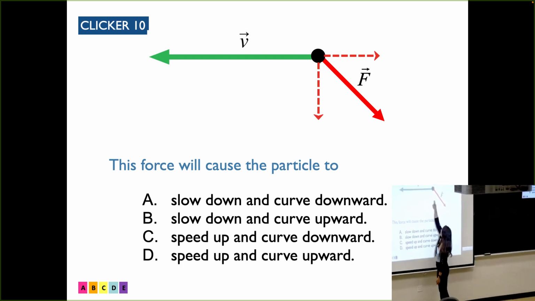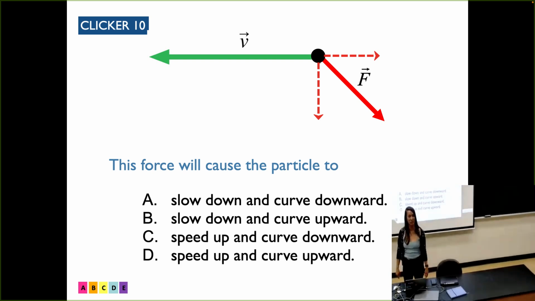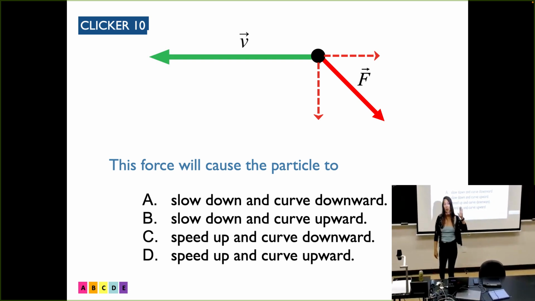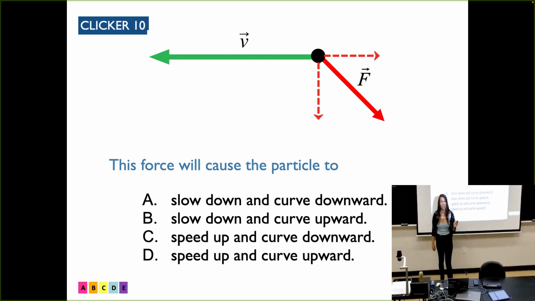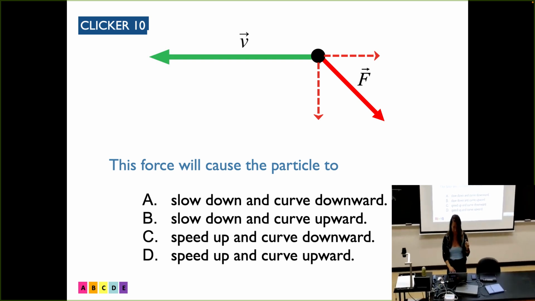Then there's going to be another component that points down like this. What's that going to cause it to do? Turn downward, okay? So any acceleration components perpendicular to your velocity cause it to turn. Anything parallel to your velocity will cause it to speed up or slow down, okay?